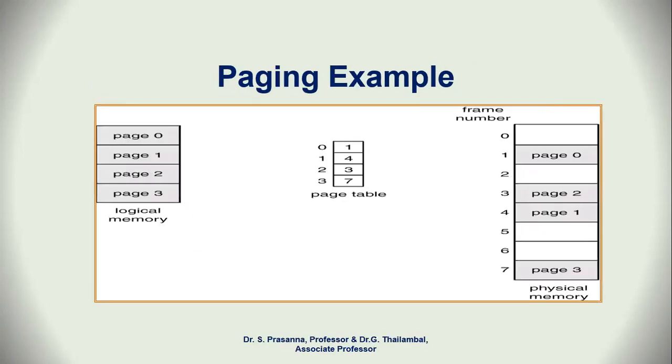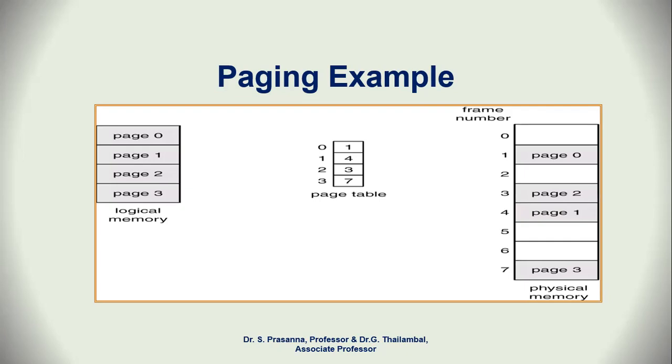So this is another example given for paging. You have 4 pages from page 0 to page 3 in logical memory, and you have a page table which contains the address of the physical memory. You can see that in the page table, for page 0, the frame address is 1. When you go to the physical memory, you can see the frame number, so in the first frame, page 0 is actually stored.